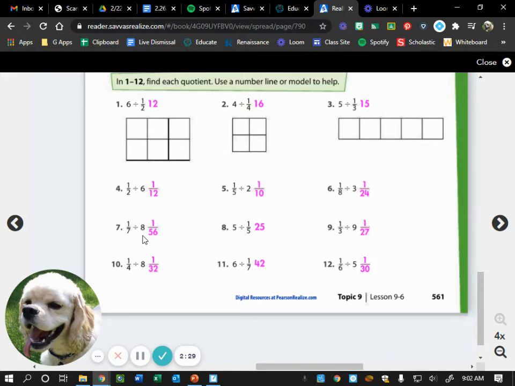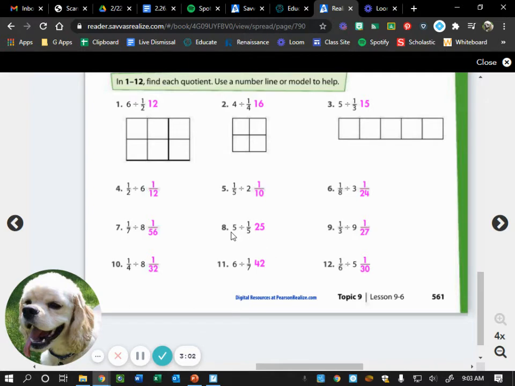Number 7, I have the whole number 8. So I convert that into a fraction by turning it into 8 over 1. I keep 1/7 the same. I change my division symbol into multiplication. And then 8 over 1, I need to flip it. So then it's 1 over 8. So I have 1 over 7 times 1 over 8. 1 times 1 is 1. 7 times 8 is 56. I can't simplify it anymore, so then I have 1/56. Give me a thumbs up if you got number 7 correct. Awesome.